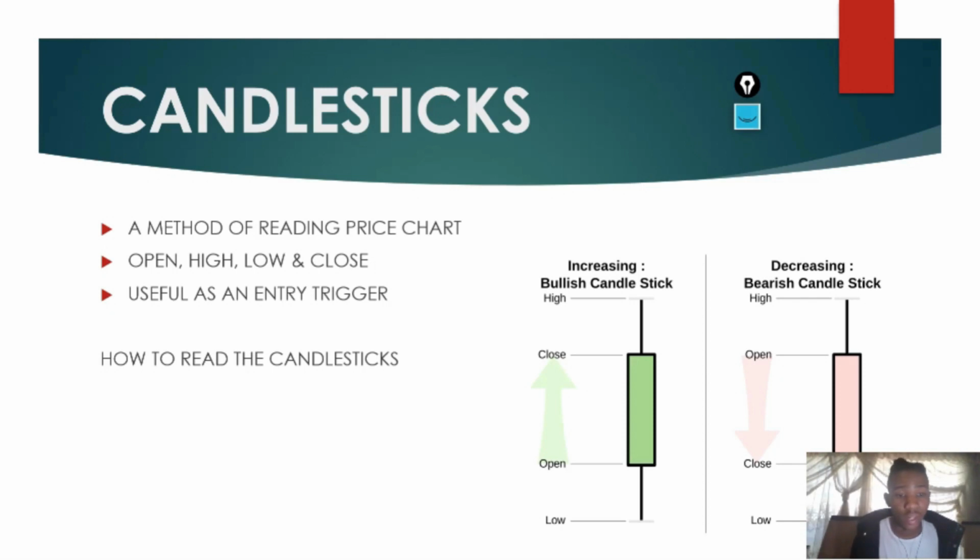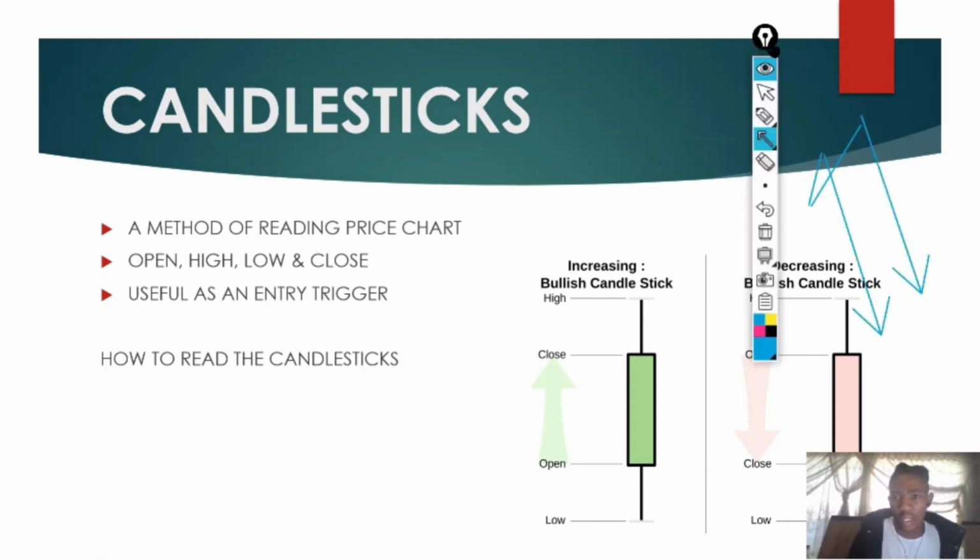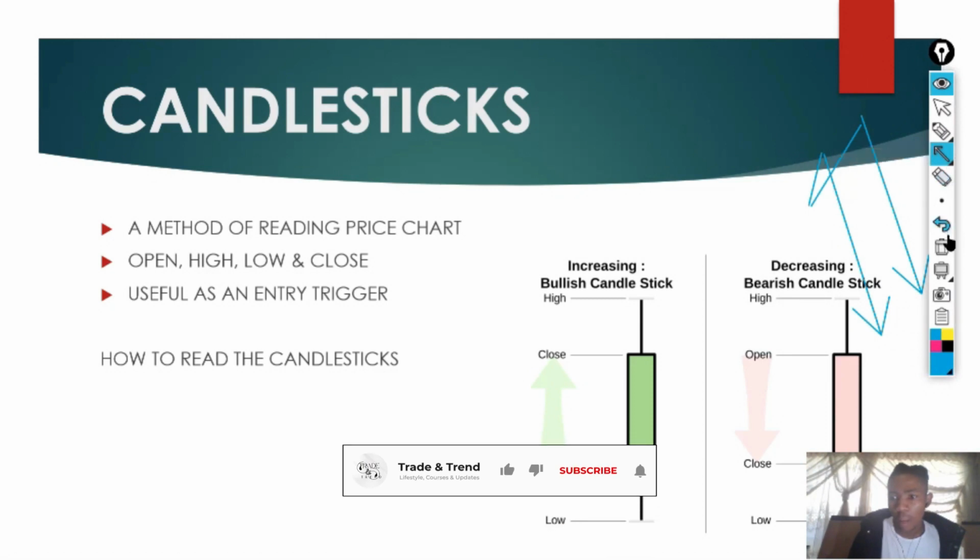Very important, right? This is a method of reading your price chart. You're going to be able to find your open, your high, your low, and your close. So they're very useful to help us find our entry and our exit points. They can act as an entry trigger and an exit trigger. How can you read a candlestick? I want to start first with the candlesticks.